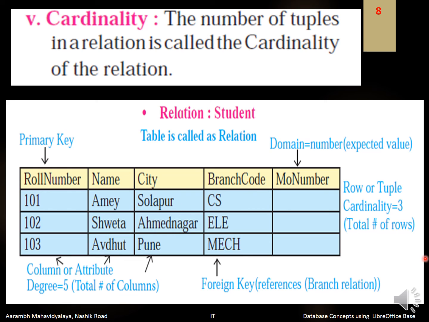Okay, these are some simple terminologies within the table. First one is the attribute, second one is tuple, third one is the domain, fourth one is degree, and fifth one is cardinality. Go properly through all these terminologies, and if you have any question just ask me.